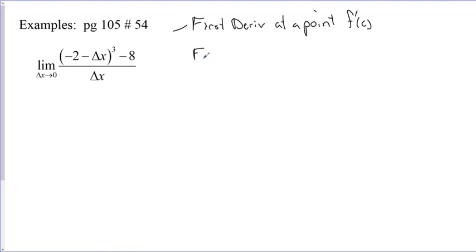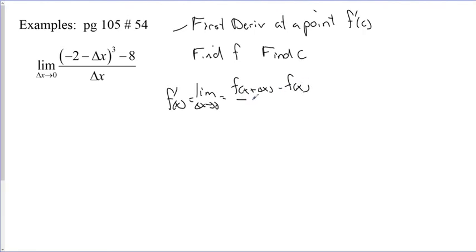So it wants me to find f of x. They want me to find the function, and then they also want me to find c. All right, so we know that the limit equation for the first derivative, as delta x goes to 0, is equal to f of x plus delta x minus f of x all over delta x. Okay, so I've got some things that I see here.